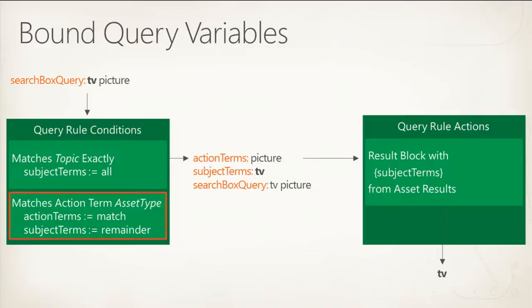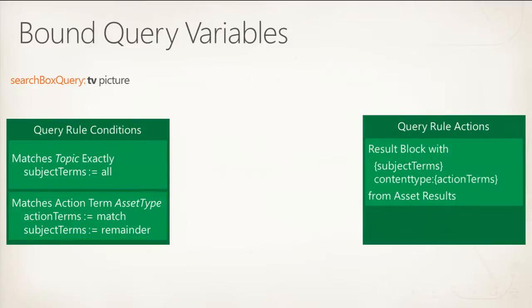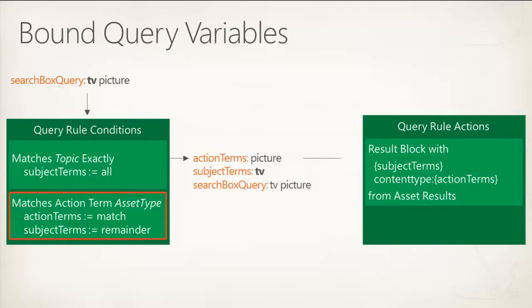But that seems kind of a pity, right? Picture was useful. It told us how to act on the subject, and here we are not acting. We're just sending it along to asset results. What we could do instead is change the query that we send to asset search to act on it, to actually send the subject and then a filter, content type, whatever was in action terms. So now the query comes in, that one still matches, variables are still assigned the same way, except now what we send to asset results is TV, content type, picture. Great, that's exactly what we wanted.